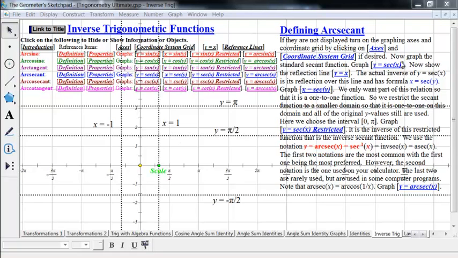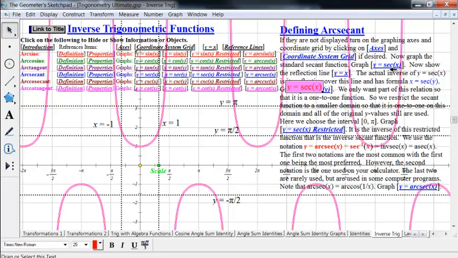So we've defined the arc sine, arc cosine, and arc tangent in previous videos, and in a very similar way we're going to be able to define the arc secant function. So the idea is to take a graph of y equals secant of x, which is right there, and of course we see that it's not a one-to-one function, so its inverse is not going to be a function.